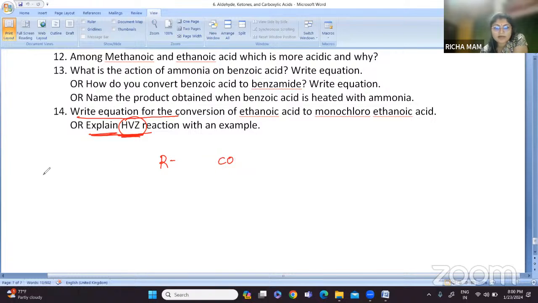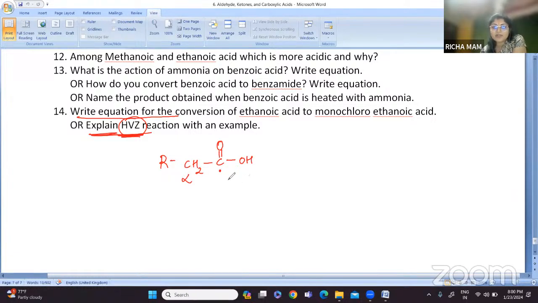Okay, I'll write it systematically. Here, see, C double bond OH. Next to your carbonyl carbon, you have an alpha hydrogen. So this is an alpha hydrogen. So, a carboxylic acid which has an alpha hydrogen: next to the carbonyl carbon, you have an alpha hydrogen, right?